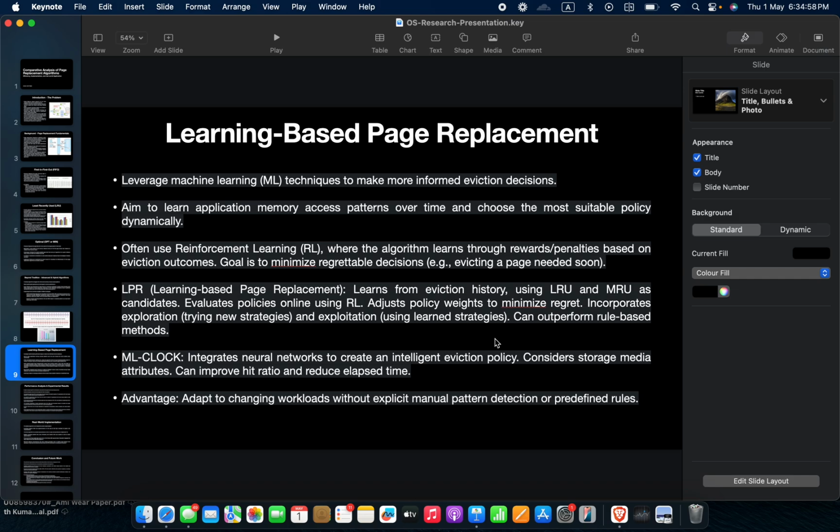And many implementations use reinforcement learning, where the algorithms learn through rewards and penalties based on the eviction outcomes. The goal is to minimize regrettable decisions, like evicting a page that will be needed again soon.